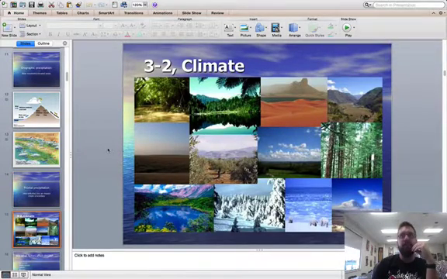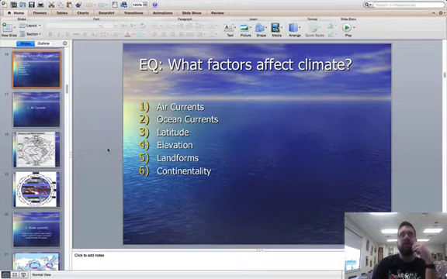All right, let's move into climate and climate regions. So you need to know what factors affect climate. All these factors here affect climate, and you need to know how. So air currents, ocean currents, latitude, elevation, landforms, and continentality.